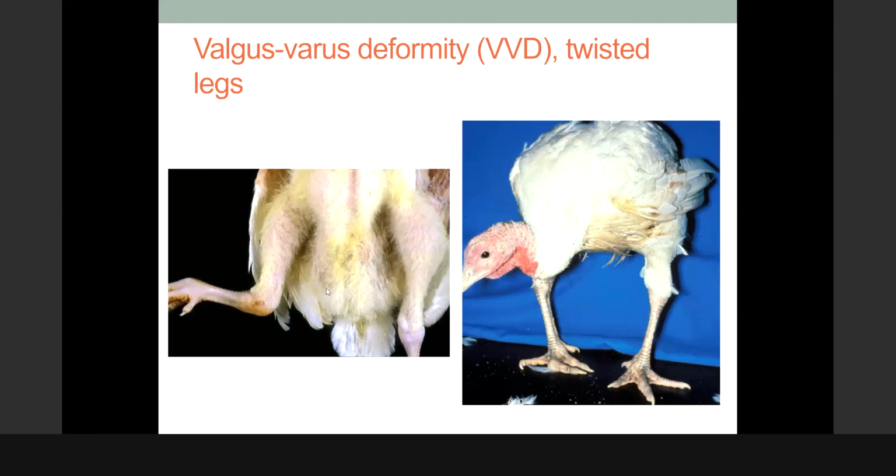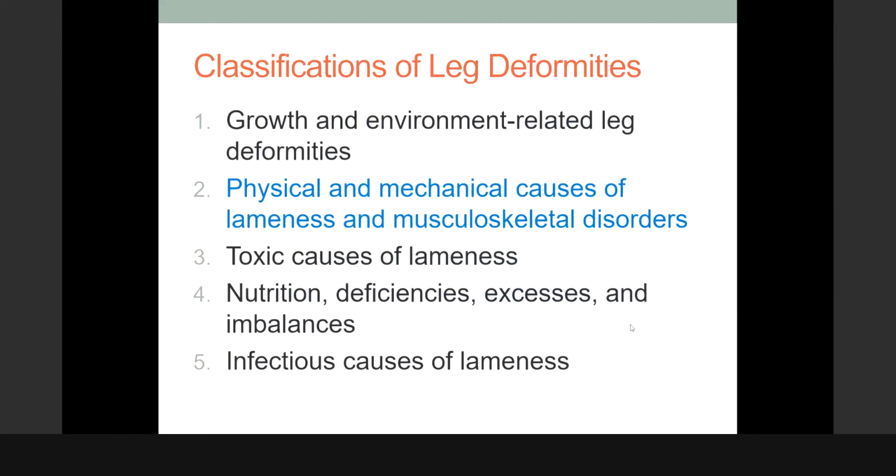In chicken, this is the severe one. Valgus varus deformity, this is a lot more severe. You can see the difference in how they stand, they look slightly different. Okay, that's all on growth and environment related leg deformity, something that happens while they grow. The second one is physical and mechanical causes of lameness and musculoskeletal disorders.